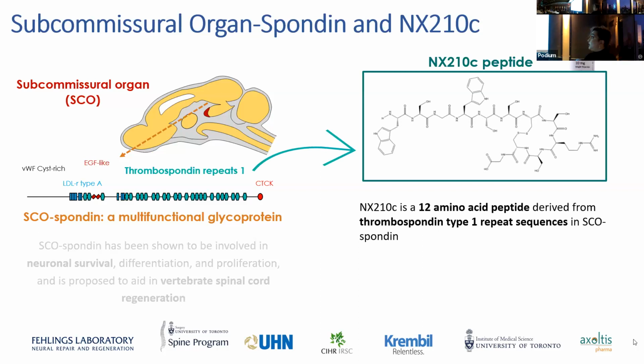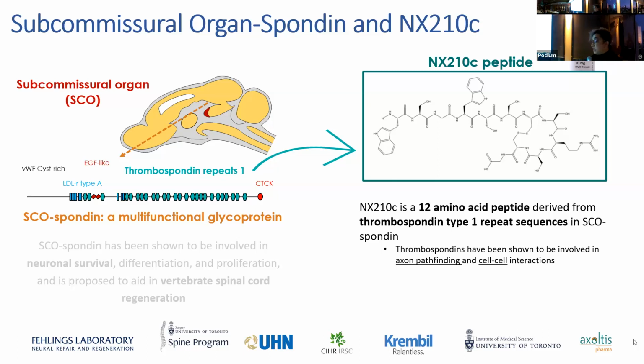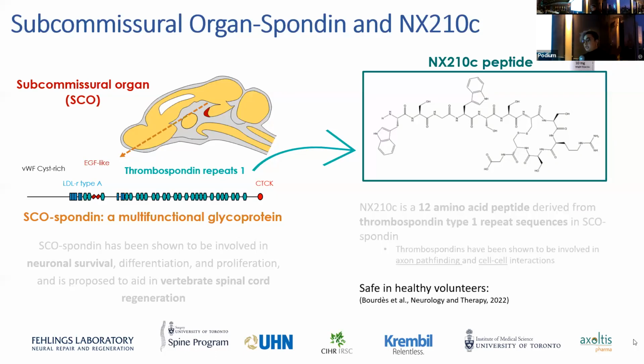So I specifically test a segment of this peptide, a 12 amino acid peptide termed NX, or NX210C. I'll be using that moving forward, and it is derived from thrombospondin type 1 repeat sequences. Thrombospondins have been shown to be involved in axon pathfinding, as well as cell-cell and cell-matrix interactions, and NX has been tested to be safe in healthy volunteers.